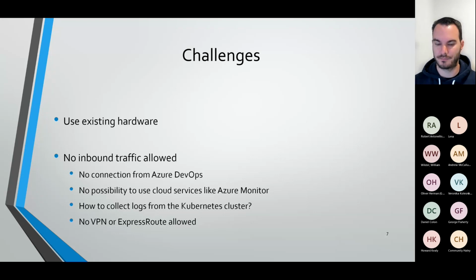So some problems we faced was we didn't know how to do the deployments. For example, from Azure DevOps, you need a connection to your on-premise infrastructure to push the deployments. This was not possible. Also, we couldn't use any cloud service like Azure Monitor to gather logs, create dashboards, create alerts. And so my first idea was we could use a VPN connection to Azure or an Express Route connection.